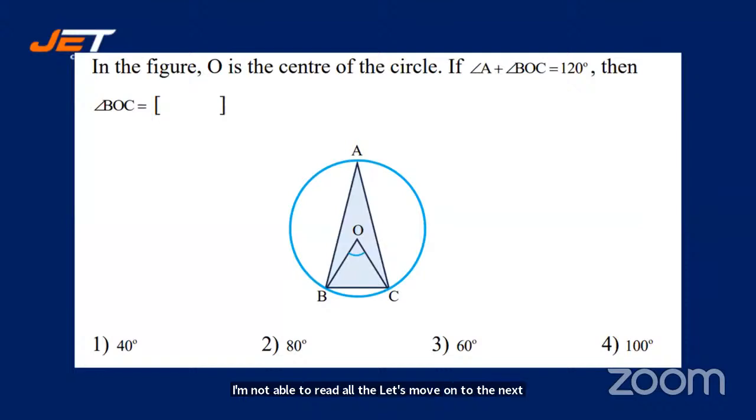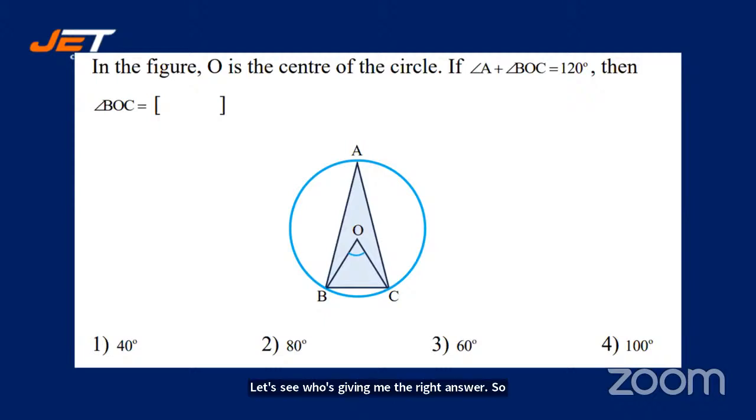In the figure, O is the center of the circle. If angle A plus angle BOC is equal to 120 degrees, then what is angle BOC? Let's see how many are able to give me the answer. Quickly find out by yourself and give me the answer, students. Let's see who's giving me the right answer.